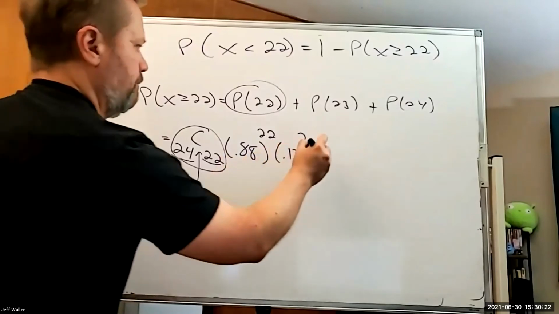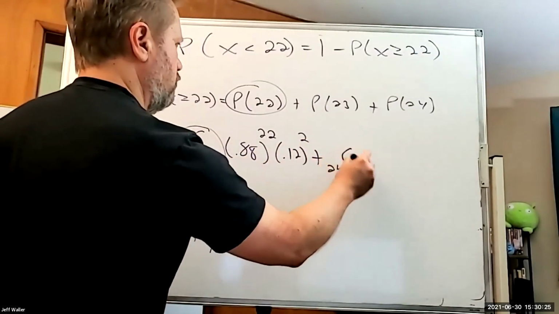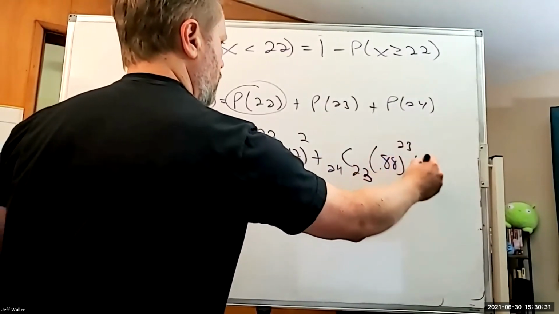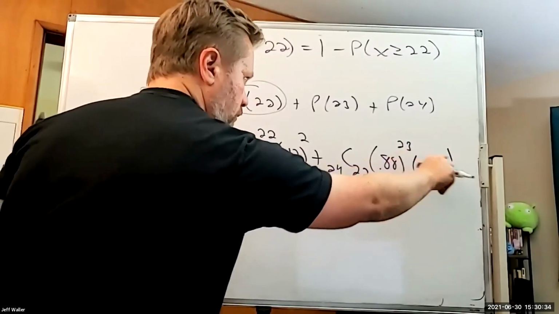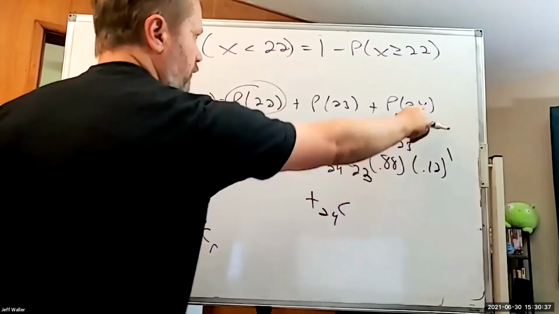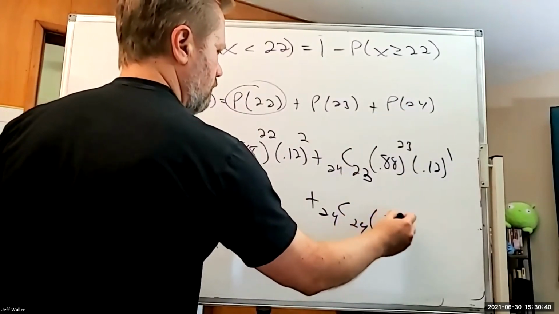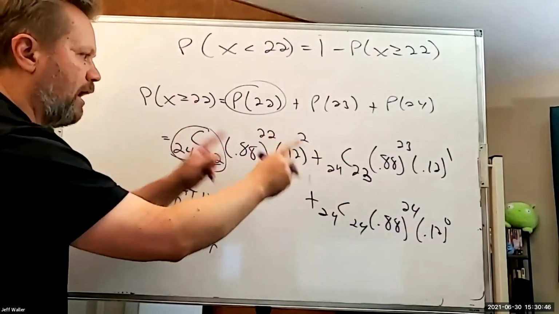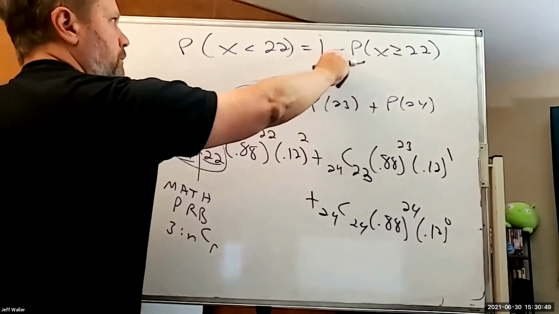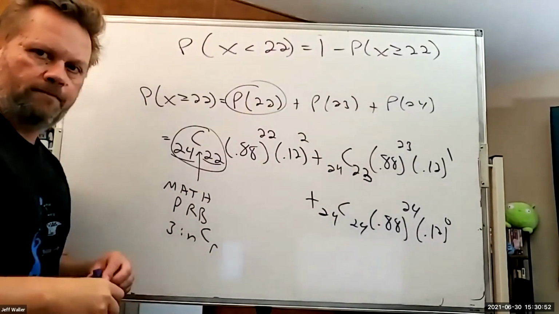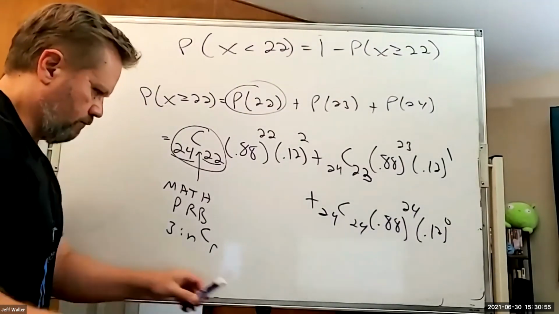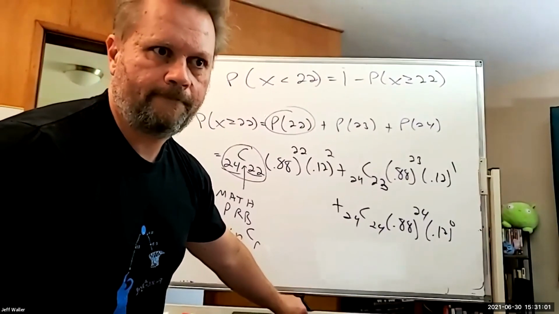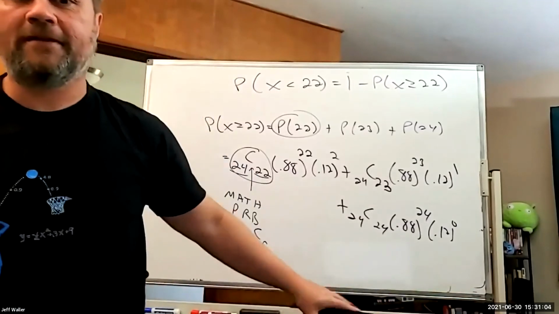But here I'm just going to add 24 choose 23, times p to the 23rd, q to the first power, because now I need 24 total, plus 24 choose 24. So this would be the opposite of what I want. Then I would do 1 minus what I get to get the answer. Which is what you need to be doing in a couple problems in the homework.